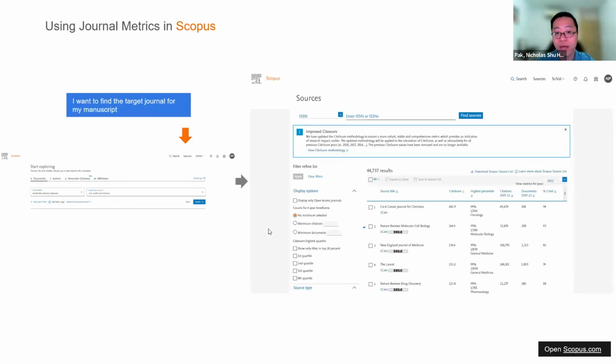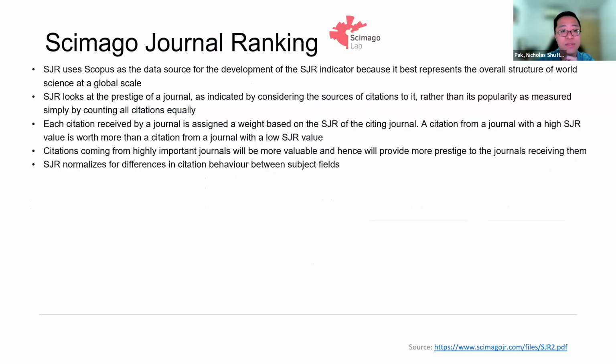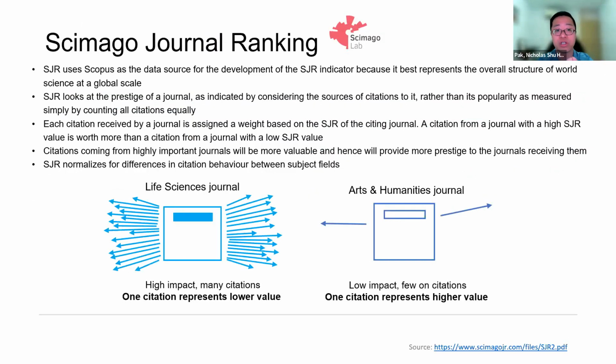We talked about how we are able to use Scopus as a source, leveraging the metrics and browsing through the different metrics to also look for target journals for publication. This is a part I wanted to talk about briefly, for those of you who are really interested in how SJR works. SCImago Journal Rank is not owned by Elsevier, but we work together with SCImago Journal Lab, where we provide them with the data and they use Scopus as a data source to develop this indicator, because based on the methodology, it best represents the structure of world science at a global scale.